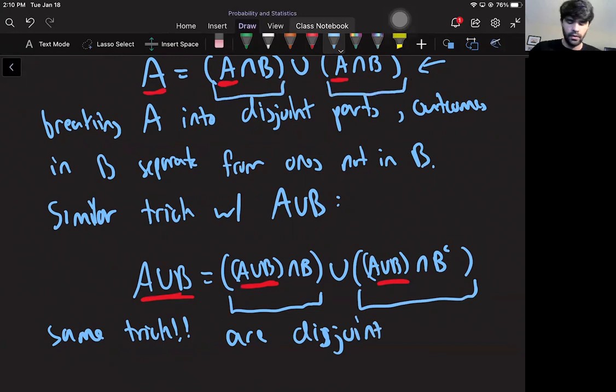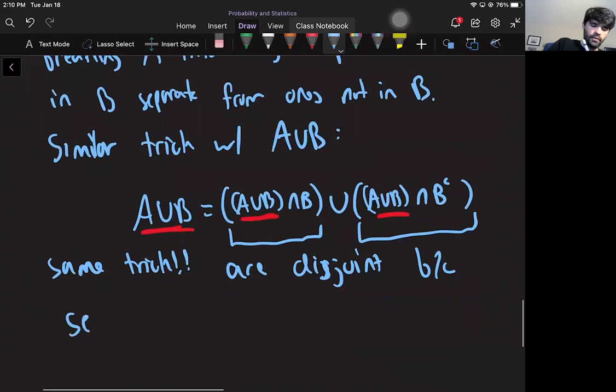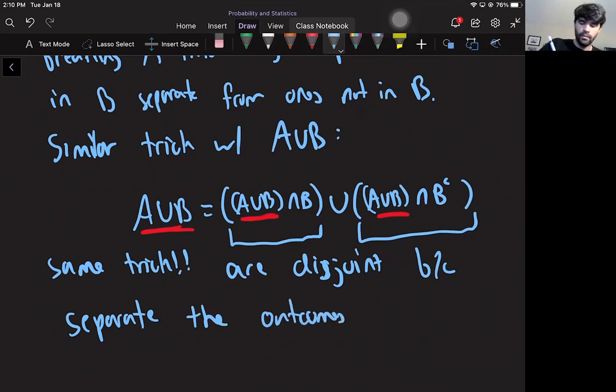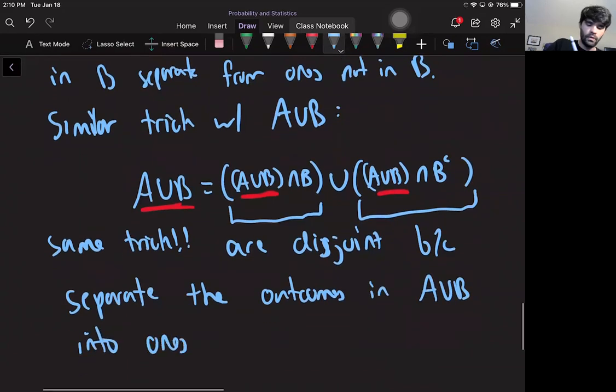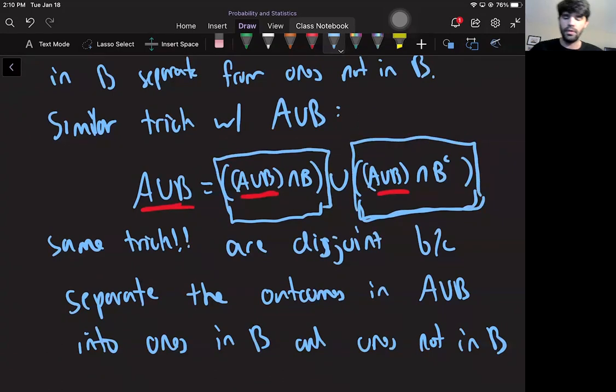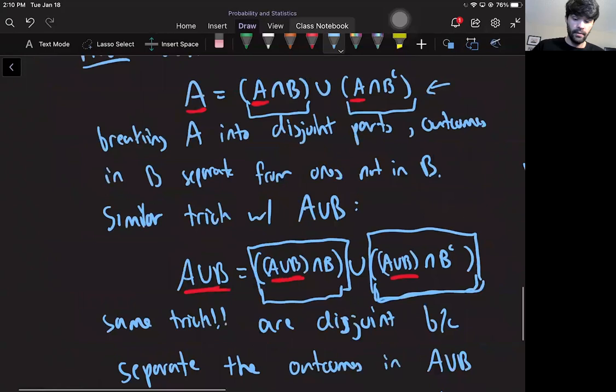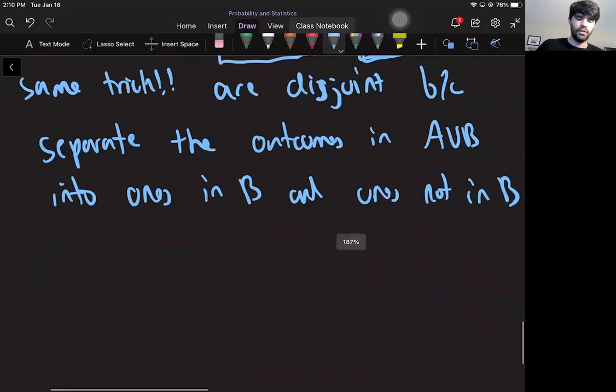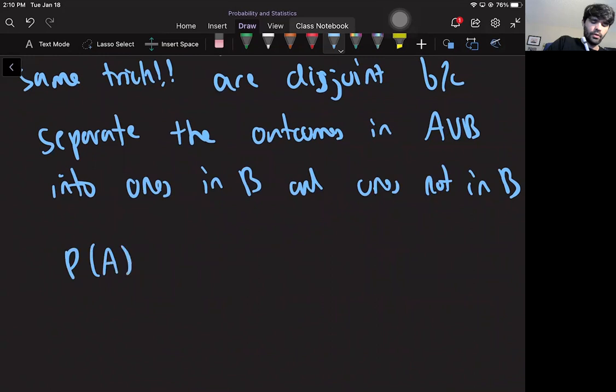It's because we are separating the outcomes in A union B into two sets, into the ones in B and the ones not in B. That's what these two sets really are. These are the ones that are in B, and these are the ones that are not in B, because I'm intersecting them with either B or not B. Okay, so now we have these two little formulas, and because they're in disjoint pieces, we can use the definition of probability function to break the probabilities up.